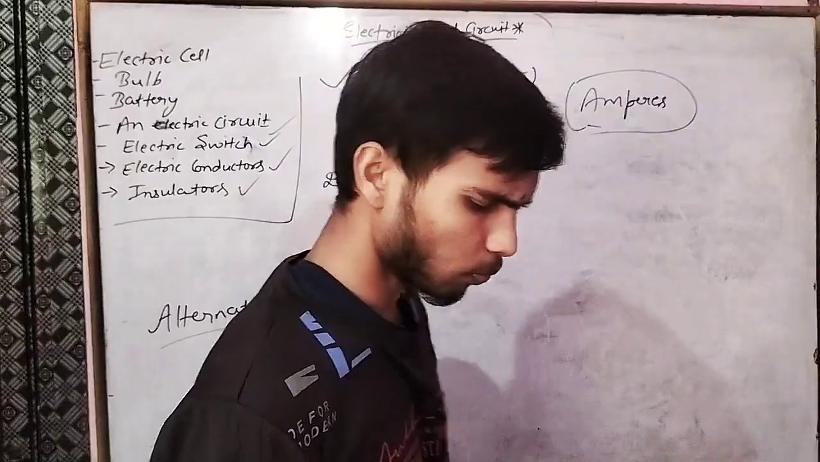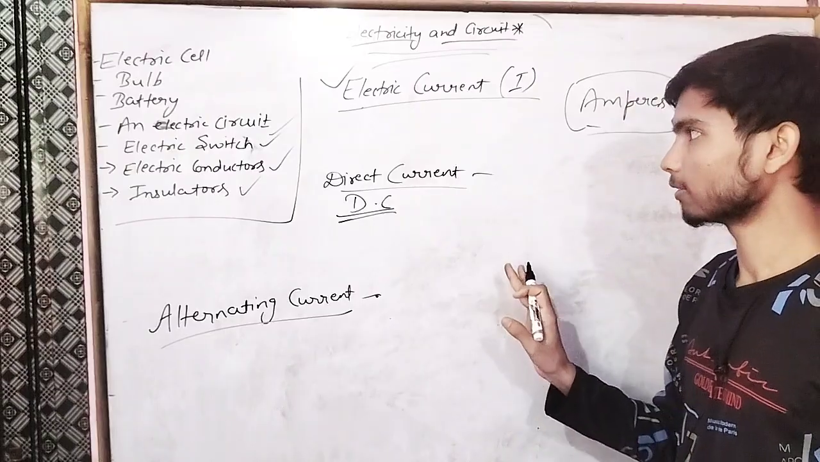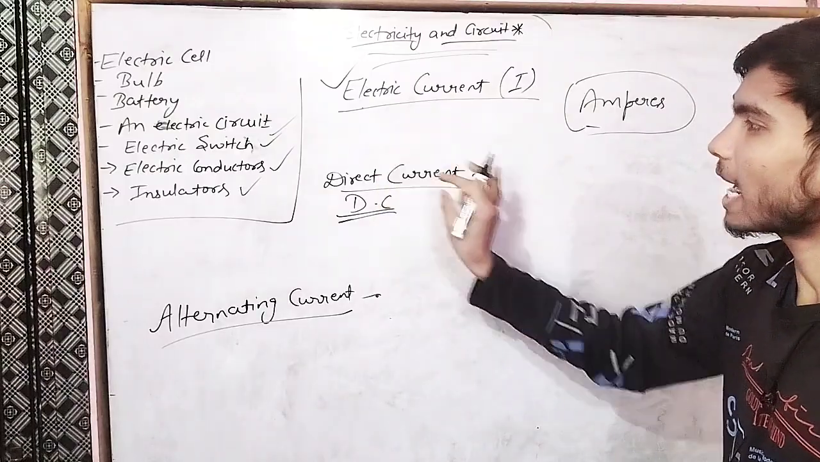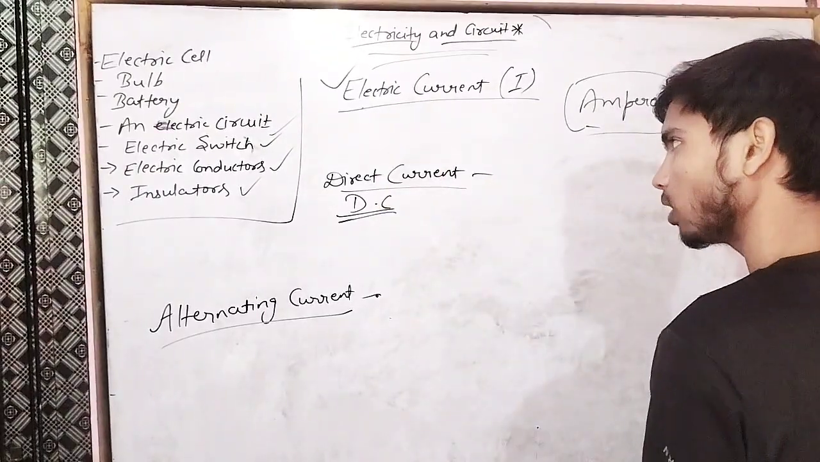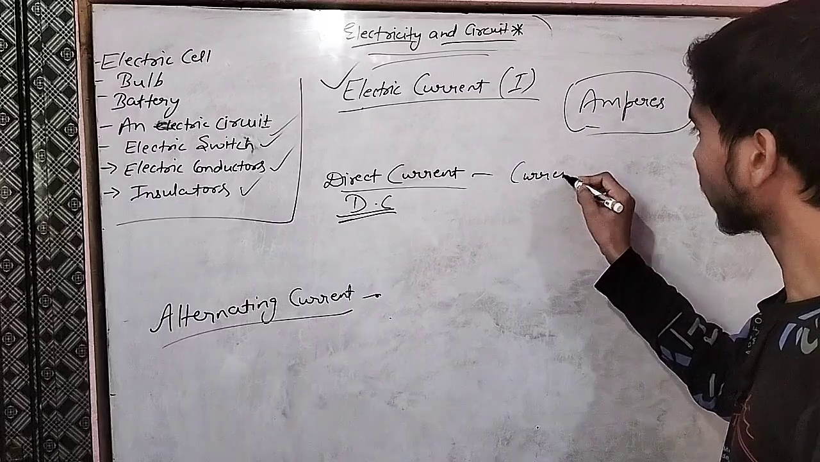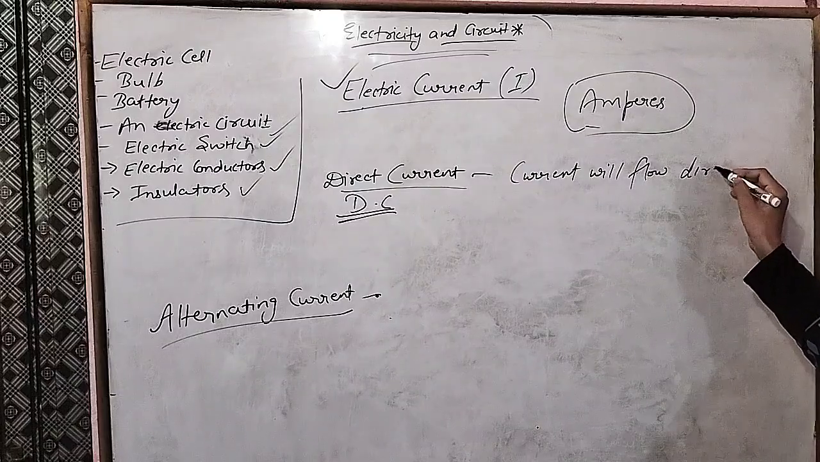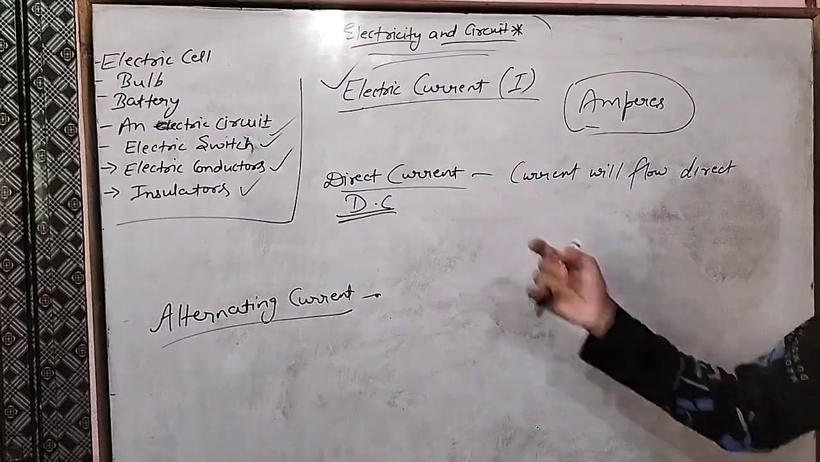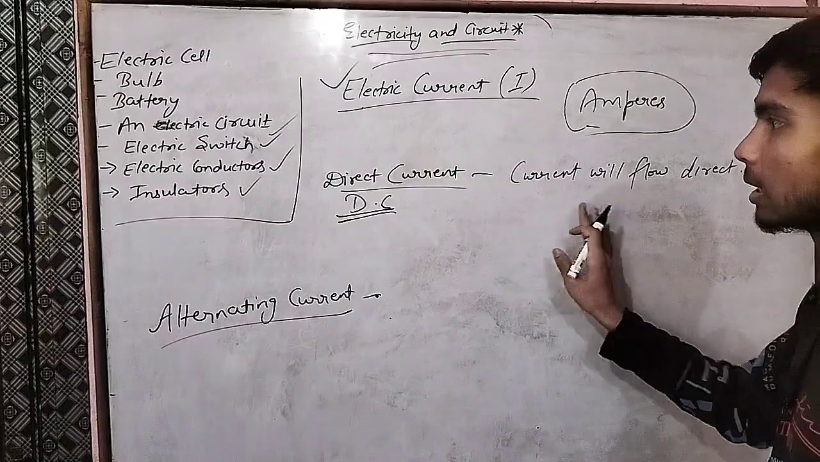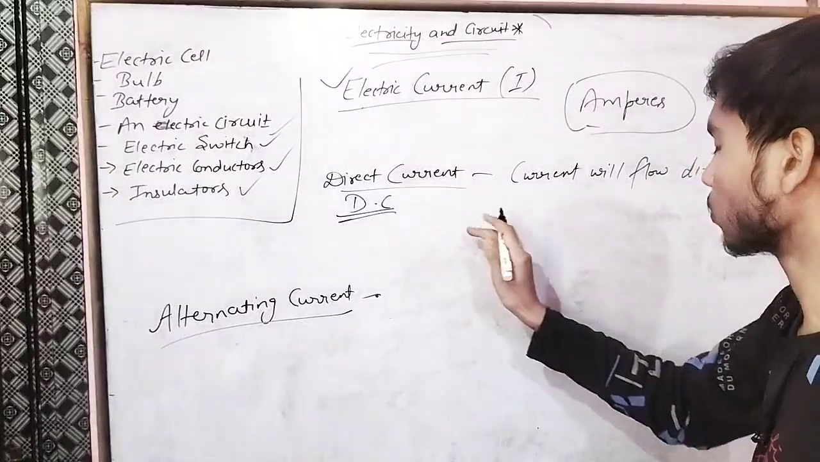Here we are looking at the word direct current. I have not written the definition of this. So direct, which means what? Current will go direct. Current will flow direct. This is the meaning of this word, which explains direct current.